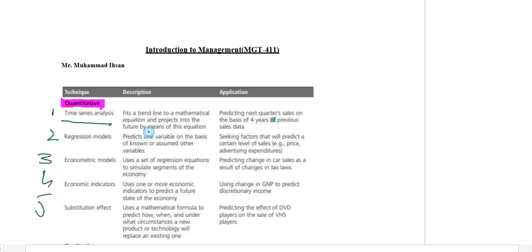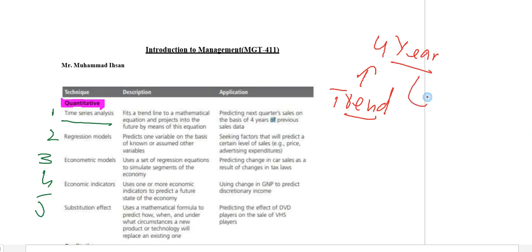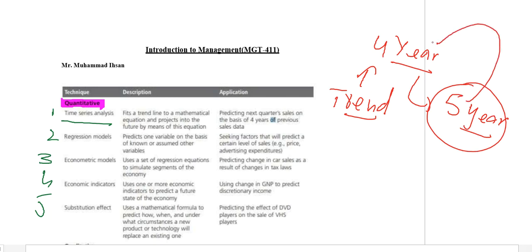In quantitative forecasting, we have 5 different criteria. First of all, we will understand the time series analysis. This is also called trend analysis. We see the trend of the business for the past 4 years, for example. Then we predict the 5th year on the basis of the data we have for the last 4 years.